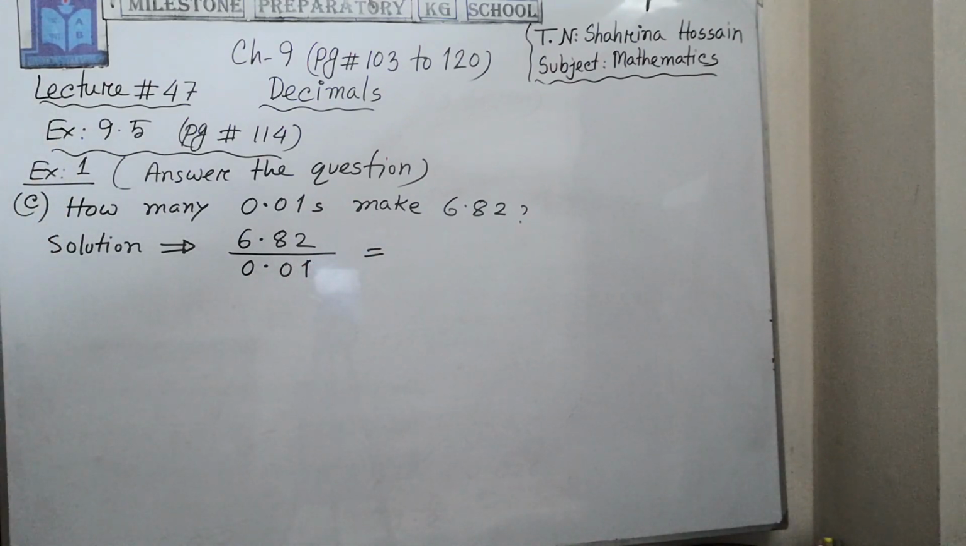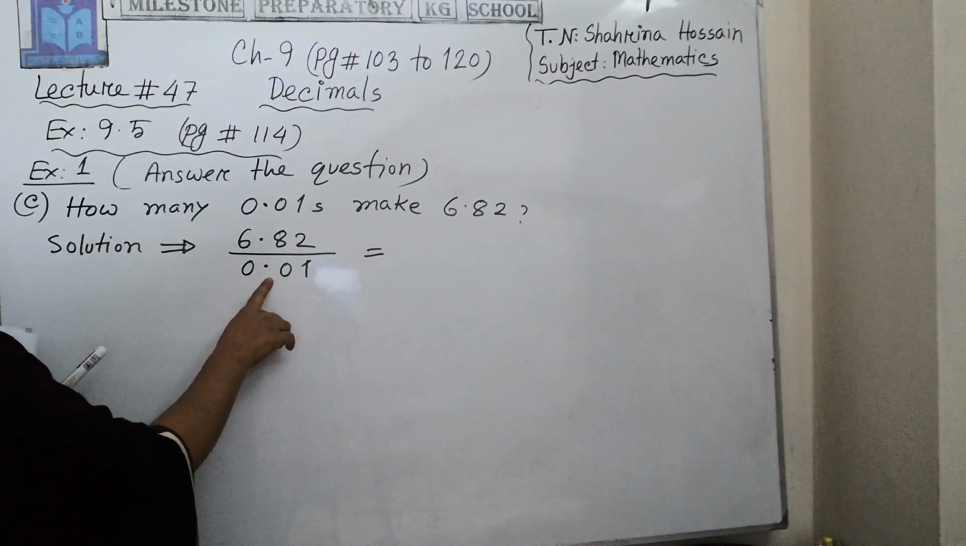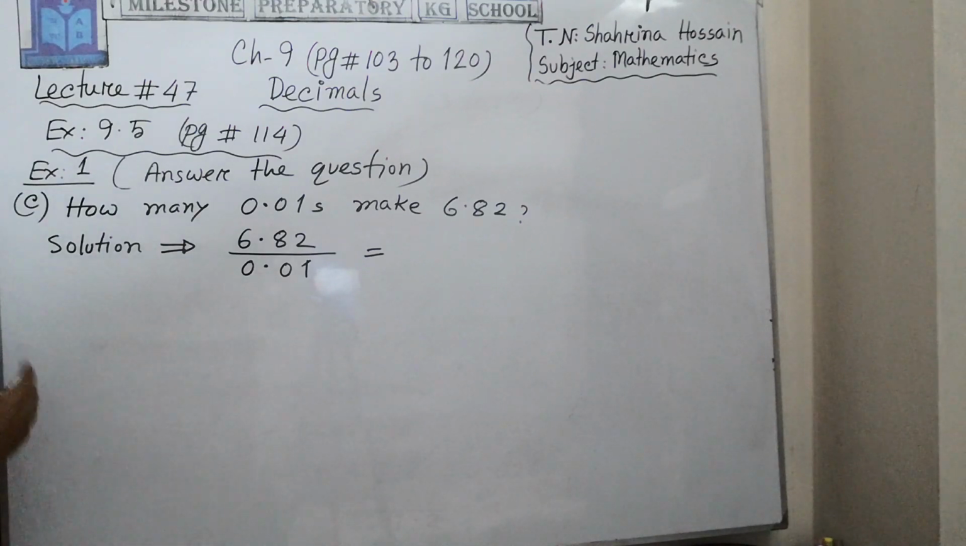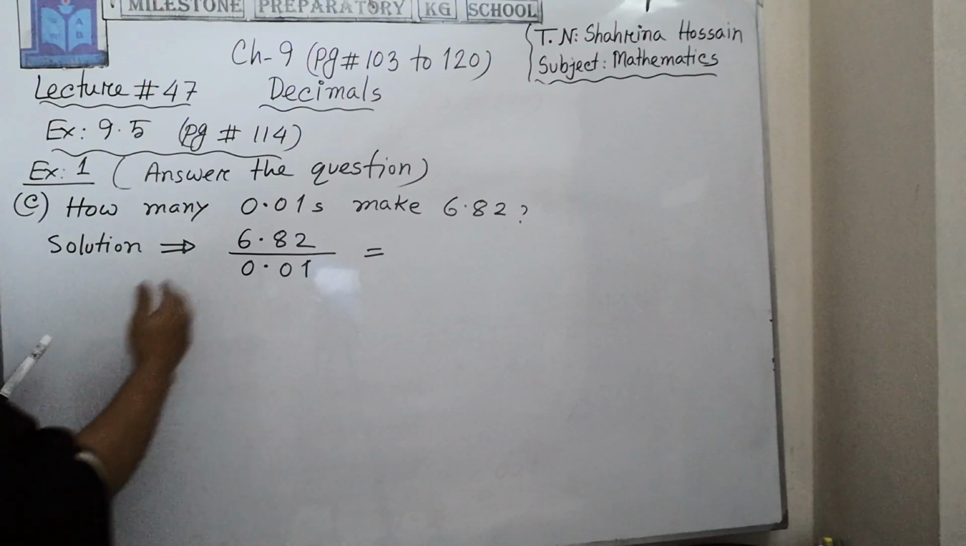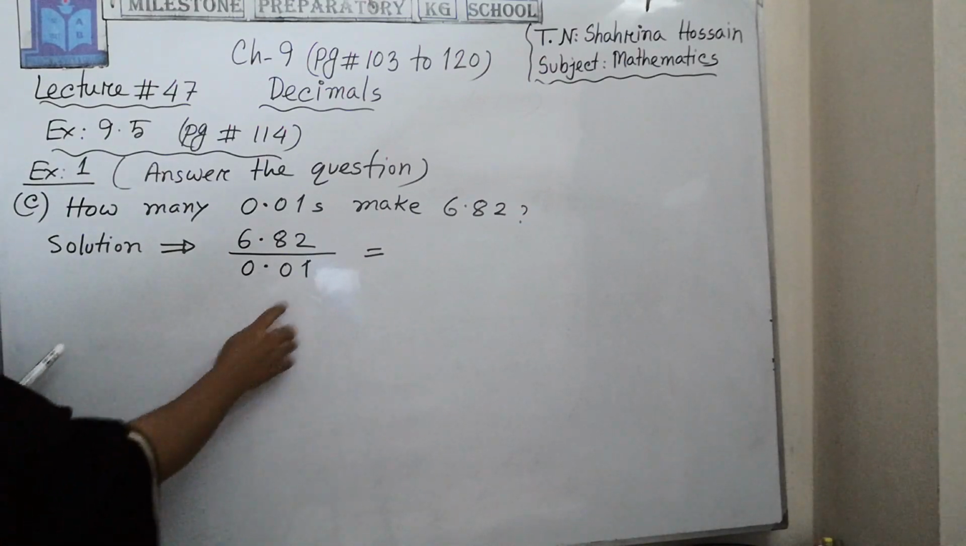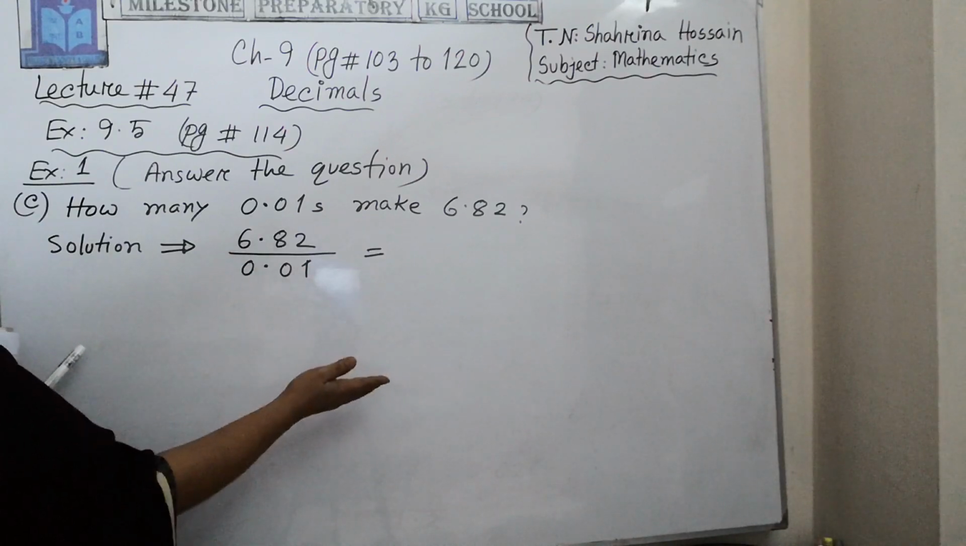In the division, just see here, the decimal point position is before 2 digits. That means whatever you did in the multiplication, where we put the decimal on the left side of the multiplicand, in the division it is just the opposite. That means we will put the decimal point on the right side, after 2 digits.